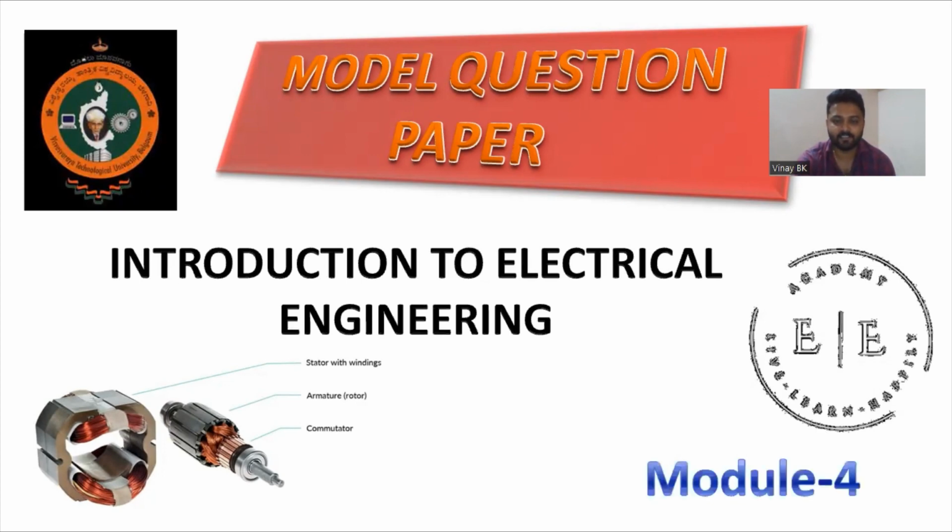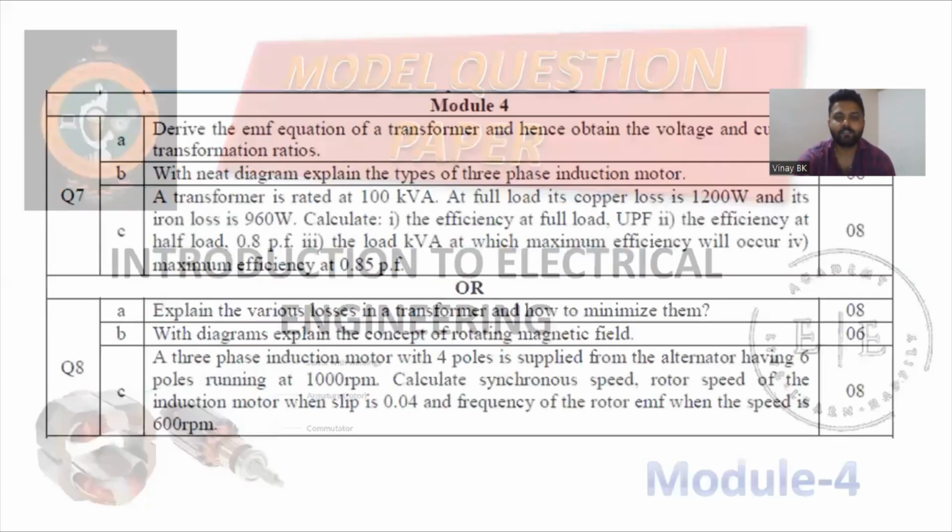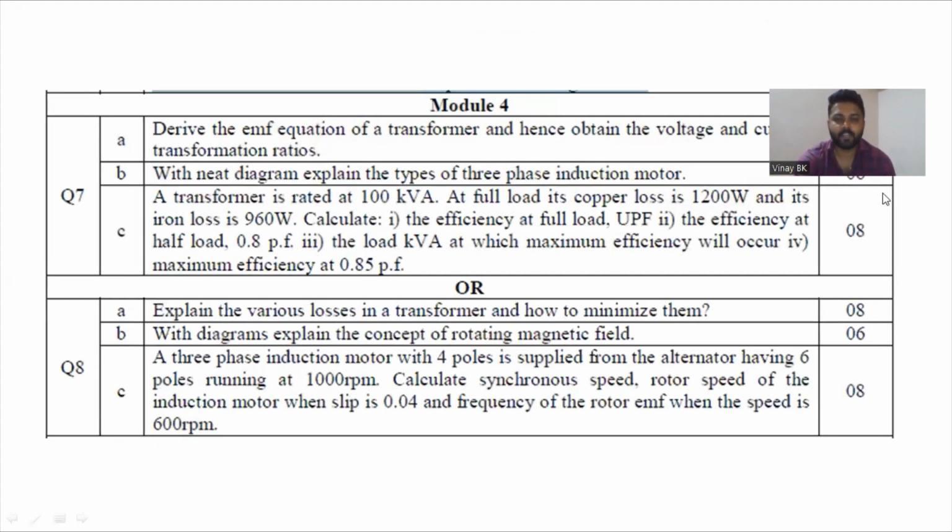So without wasting time, let's continue the model question paper of Introduction to Electrical Engineering, Module 4, question number 8. Okay, so look into the questions. Question number 8A, explain the various losses in a transformer and how to minimize them, asked for 8 marks. And also they asked you to explain a rotating magnetic field for 6 marks, and one problem for 8 marks.